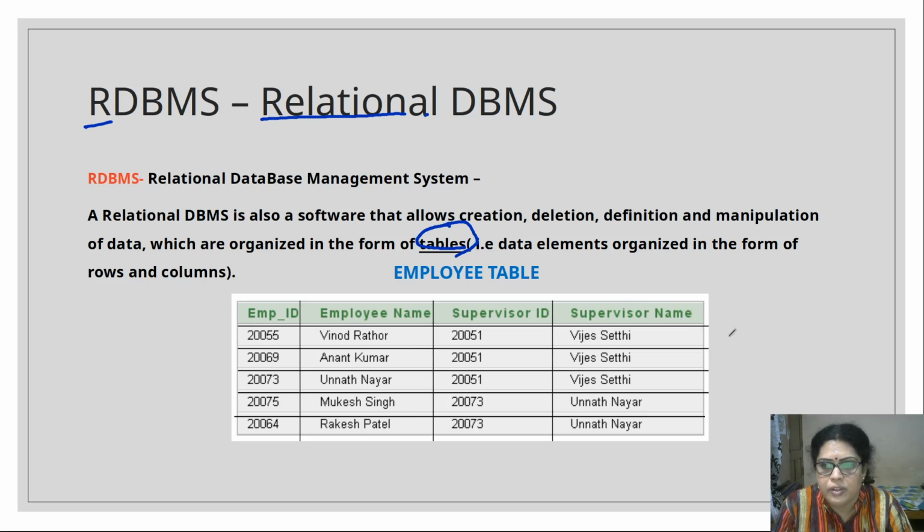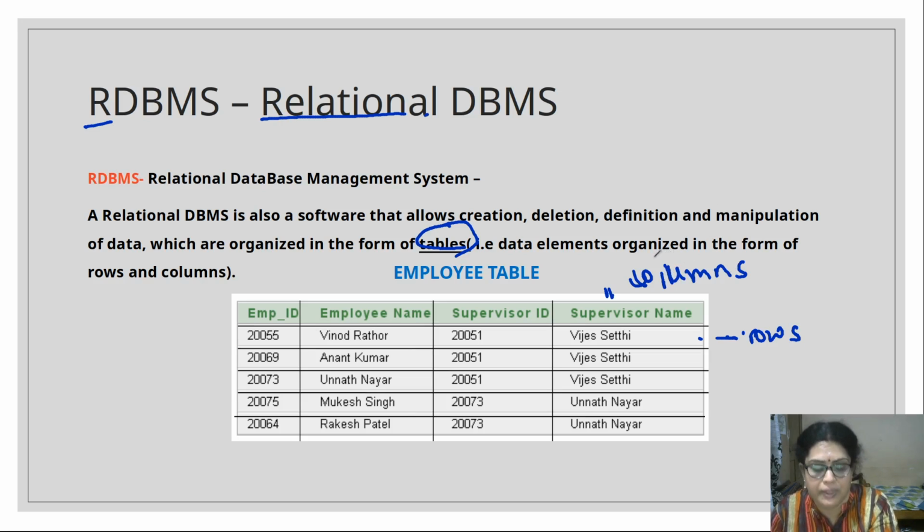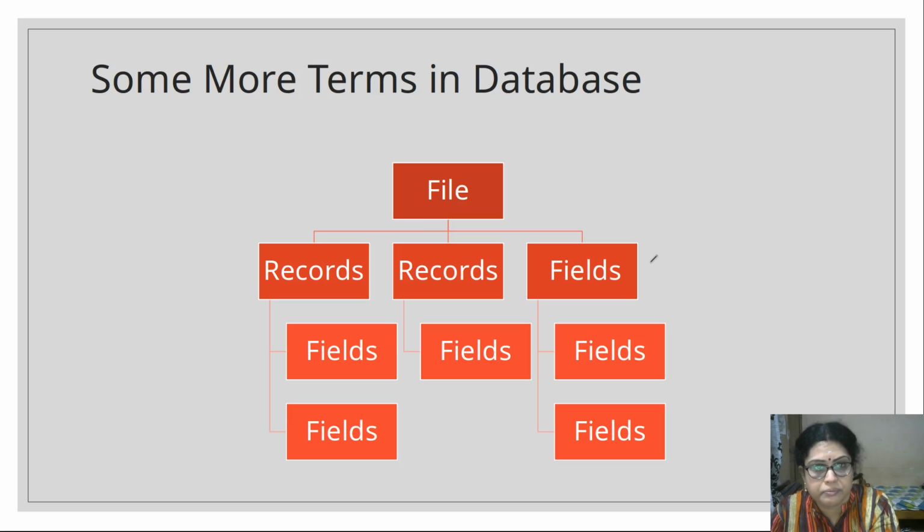The horizontal lines that you see here are known as rows, and these vertical lines here are known as columns. So an RDBMS is made up of rows and columns. This is the main thing that we'll be talking about.